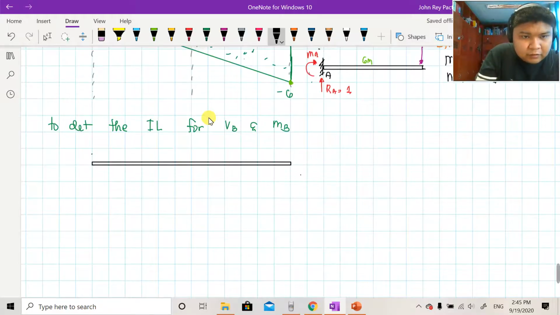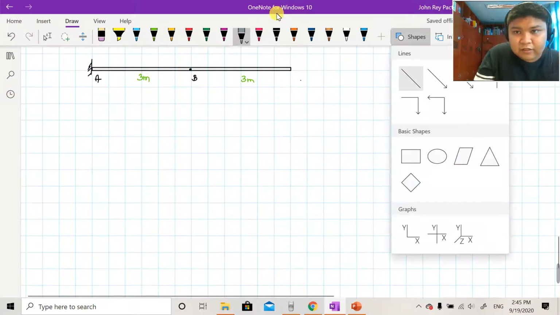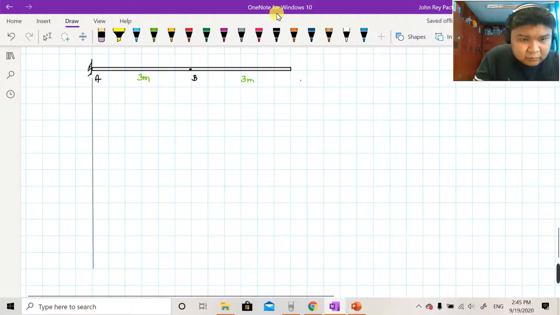So, halimbawa, ito ulit yung beam natin. This is point A. Tapos, this is point B. Might as well, this is 3 meters. This is 3 meters. So, sketch lang natin, class, yung magiging itsura ng influence line for the shear and moment.